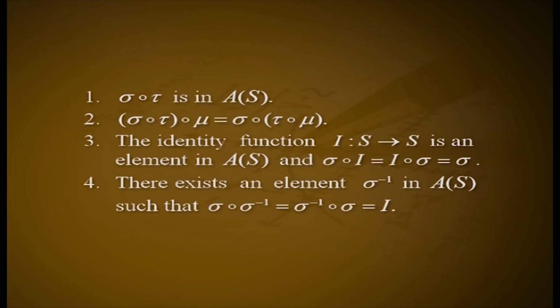3. The identity function I from S to S is an element in A of S, and sigma composition I is equal to I composition sigma is equal to sigma. 4. There exists an element sigma inverse in A of S such that sigma composition sigma inverse is equal to sigma inverse composition sigma is equal to I.